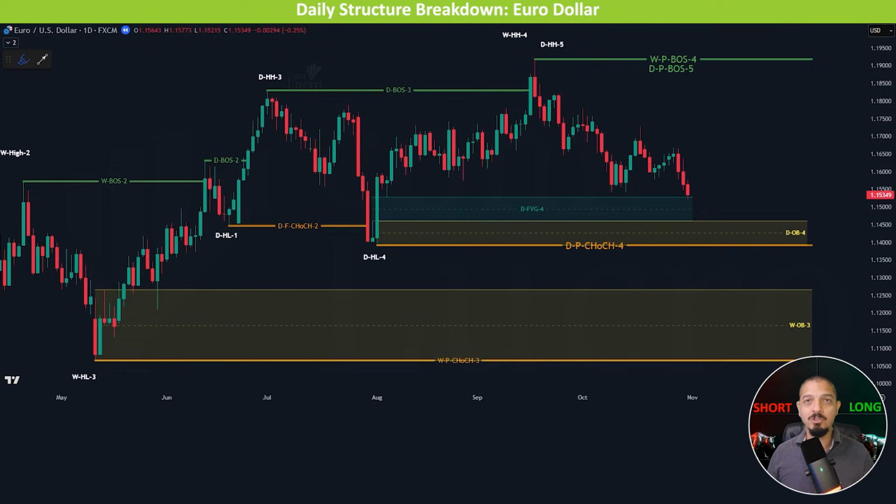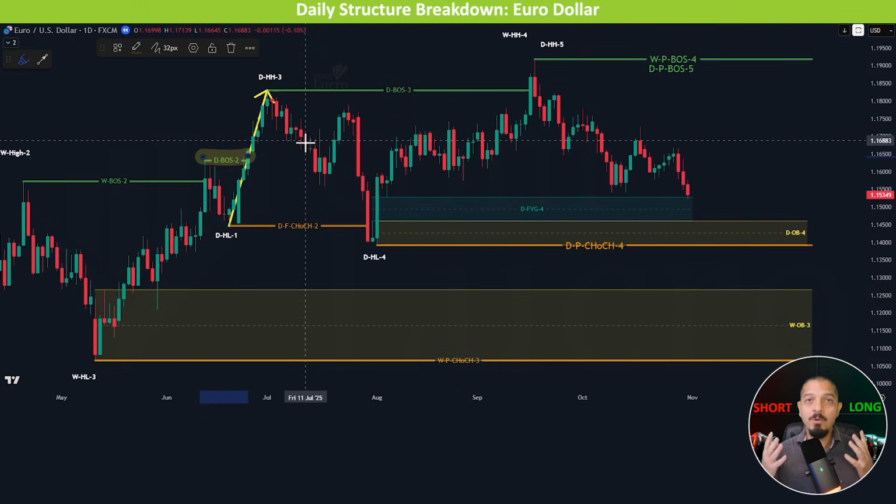Now on the daily chart, we begin our analysis at the daily higher low number 1, the point where the market confirms short-term strength and begins building the internal structure that supports the larger weekly trend. From this higher low, the market expands upward and delivers the daily break of structure number 2, which shows that buyers gained momentum inside the daily flow and pushed price above the previous short-term high.